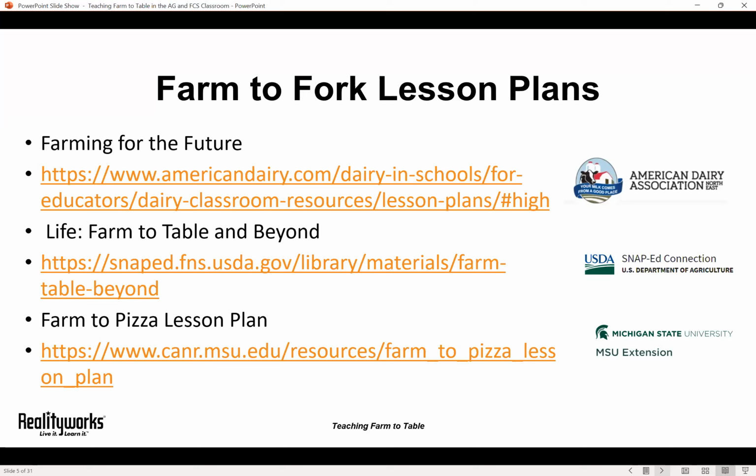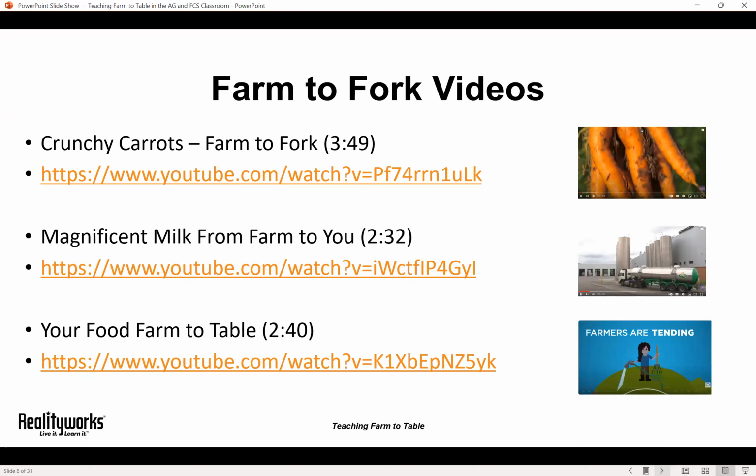And then our third link is the farm to pizza lesson plan. I thought this was a fun one from MSU Extension's webpage. It's a fun hands-on lesson plan, originally developed to help connect elementary school students with locally grown foods, especially the foods that make up one of their favorite dishes, pizza. But you could take this lesson plan and easily adapt it to all sorts of grade levels. So I just thought that might be another really fun, hands-on and engaging lesson plan that you could take a look at.